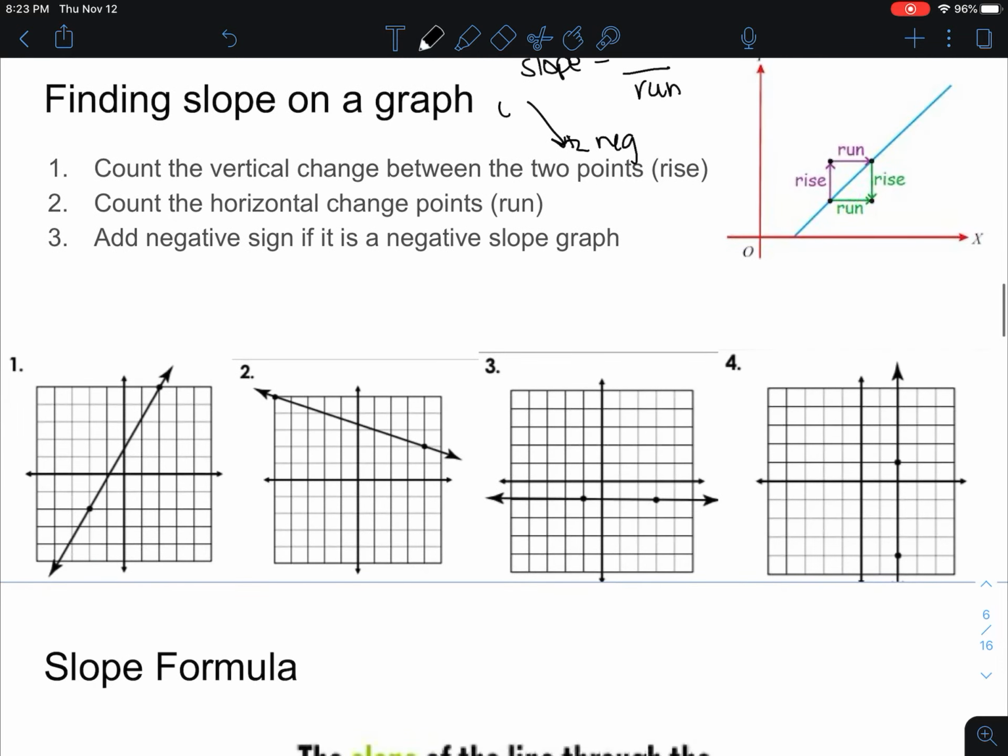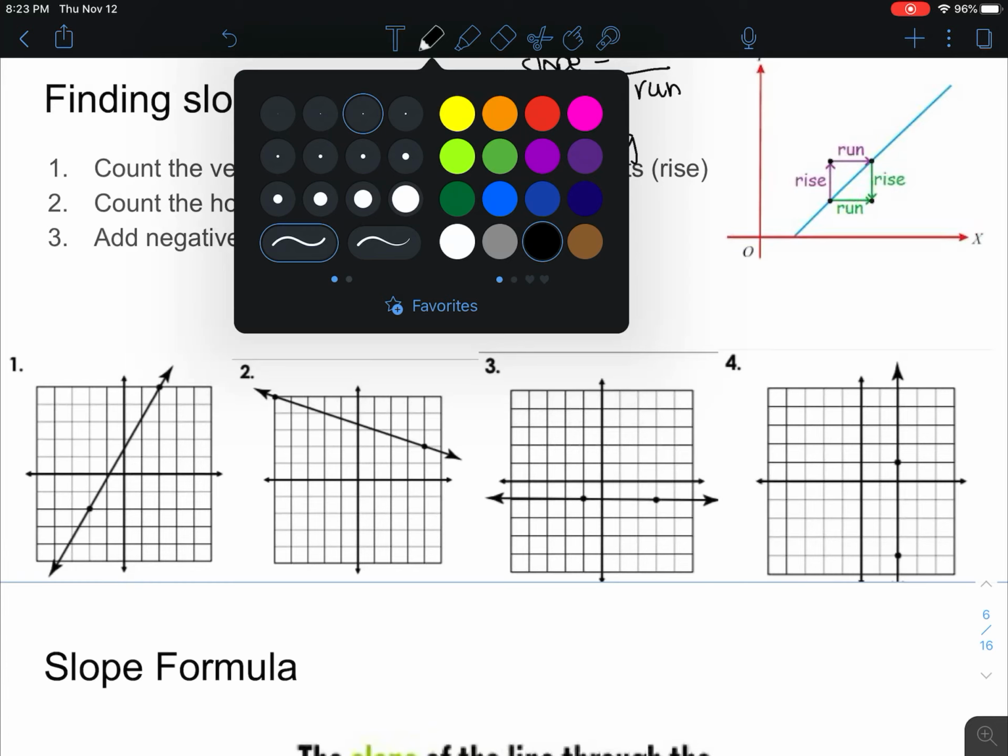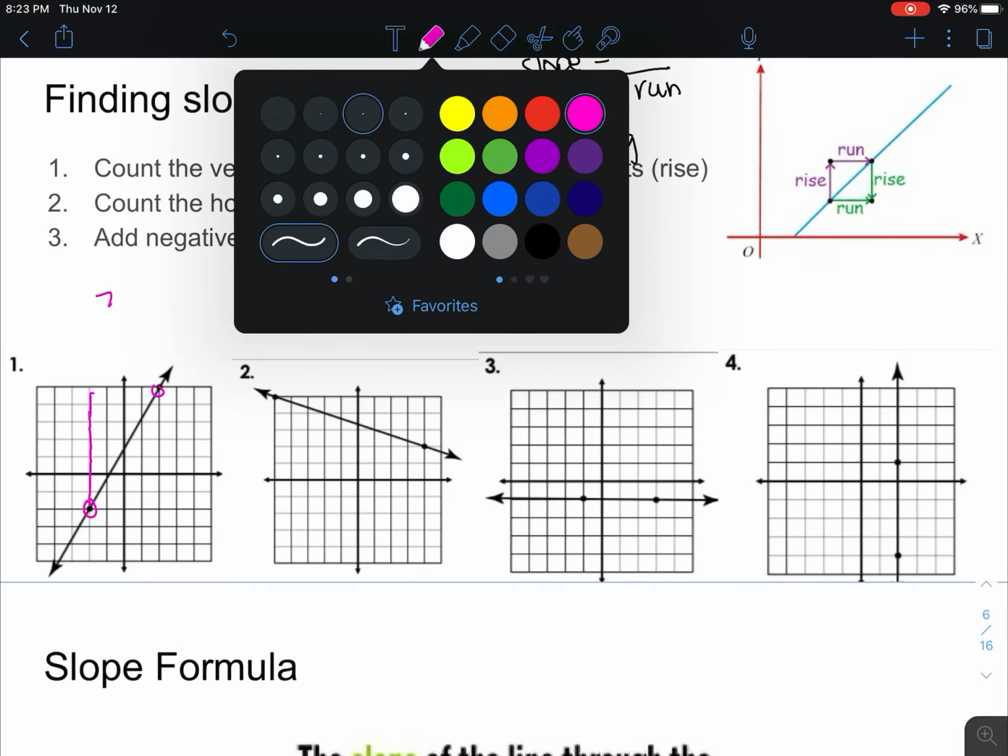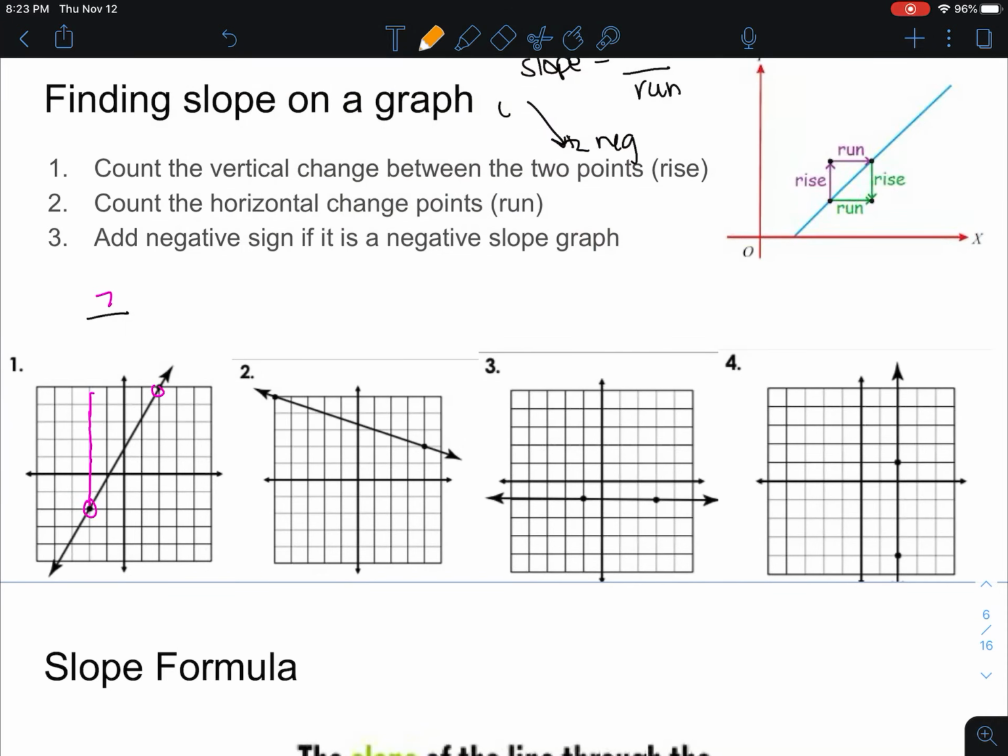So in this first example, we're going to count the rise. So from this point to this point, that is 1, 2, 3, 4, 5, 6, 7. So the rise is 7 over the run, which is the horizontal change. So it's over 1, 2, 3, 4. 7 over 4. And that is written in the simplest form.